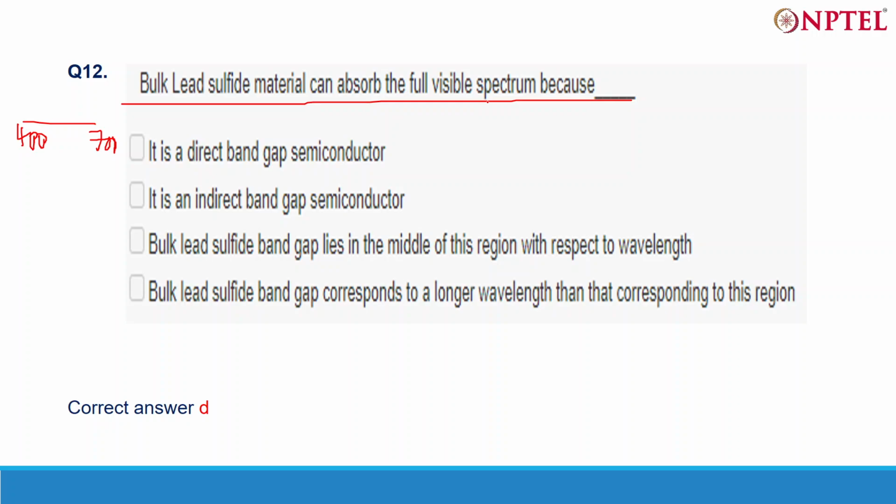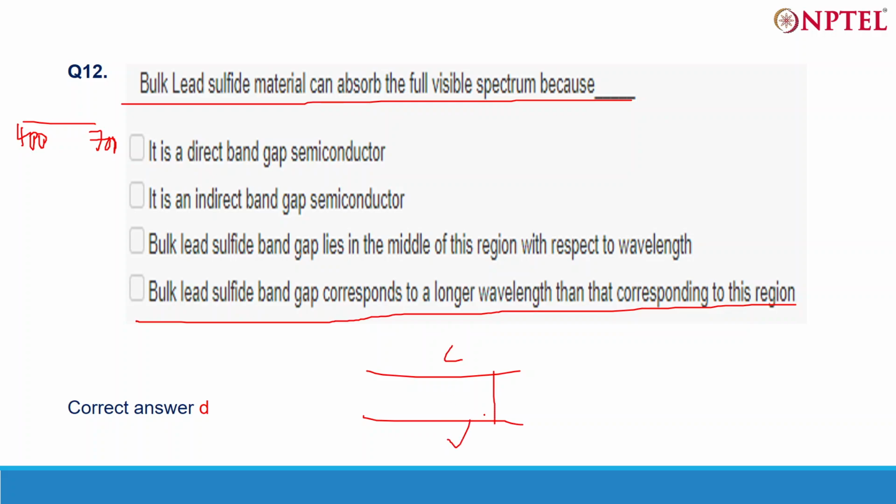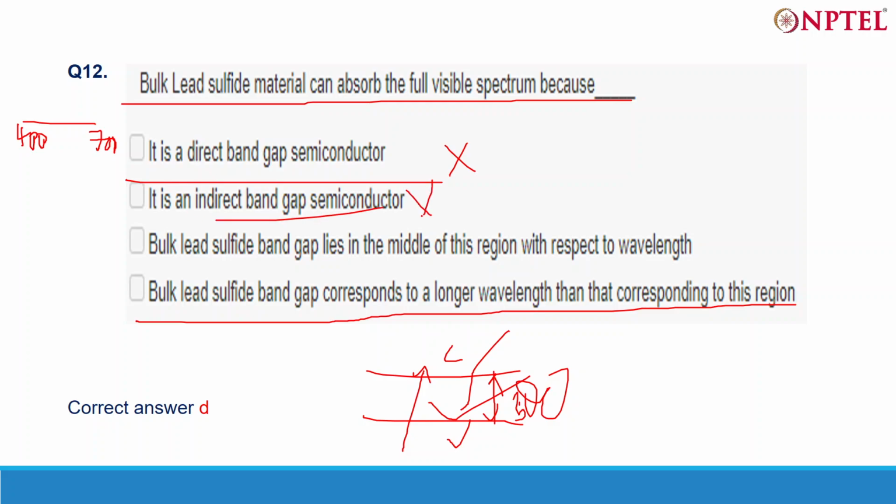The band gap must be such that it can correspond to such a longer wavelength. Okay, so because 400 to 700 is a longer wavelength, 300 nm. So lead sulfide's band gap corresponds to a longer wavelength that can correspond to this region. Okay, so it has a longer wavelength. You remember this band gap thing. So this is the conduction band, this is the valence band. If this is 300 nm of wavelength, it will absorb the light. Okay, and the electron will jump from it. So it is a direct band gap semiconductor. Correct. Lead sulfide lies in the middle of this region.